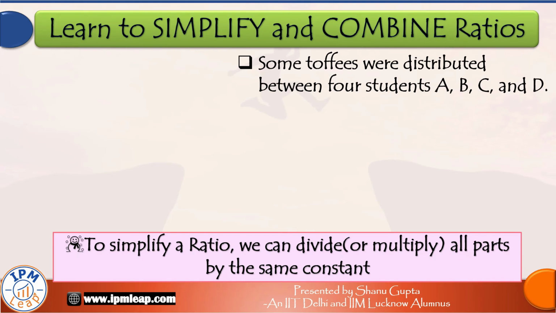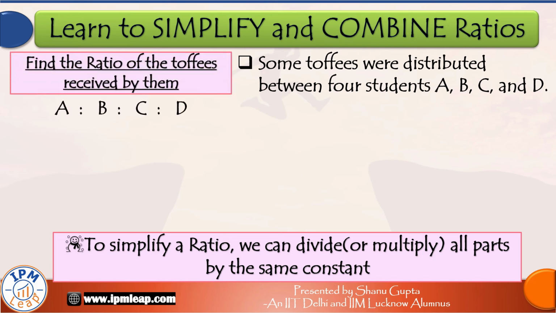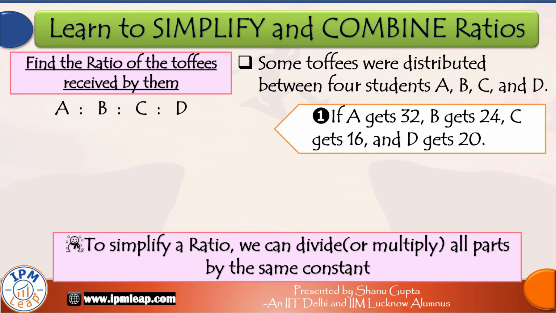Now for many questions in ratios, we must combine 2 or more ratios and find a single ratio which gives a comparison of all the involved quantities in one go. If we do that, it makes solving that question much simpler. Let us take an example scenario where some toffees are distributed between 4 students, A, B, C and D. So if A gets 32, B gets 24, C gets 16 and D gets 20 toffees, find the ratio of the toffees received by these 4 students.